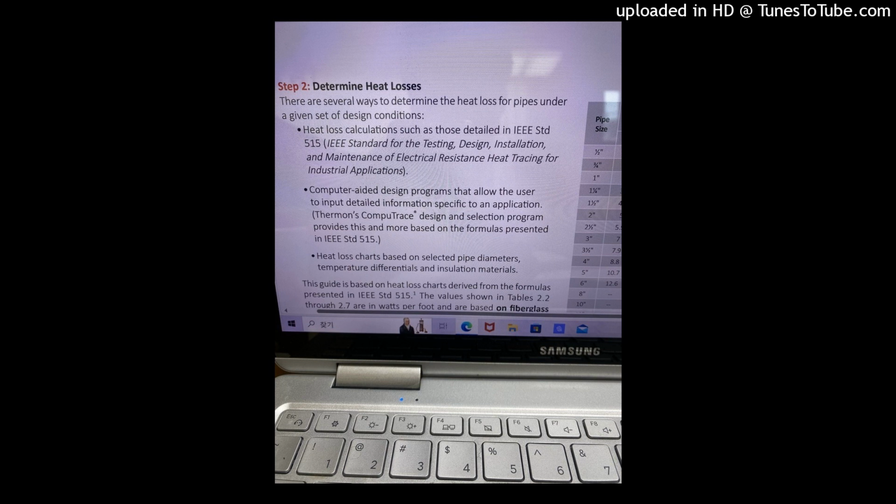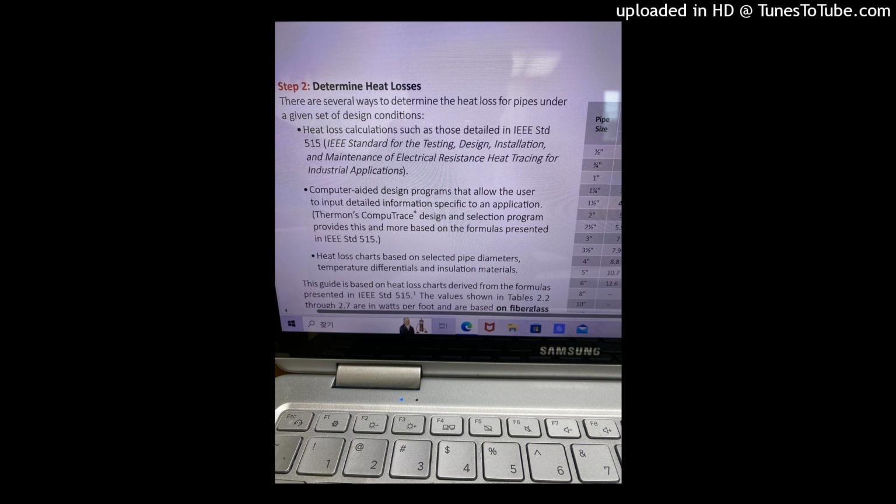Notes. Number 1. Heat loss calculations are based on IEEE STD 515, equation B.1 with the following provisions. Piping insulated with glass fiber in accordance with ASTM STD C547. Pipes located outdoors in a 0 Fahrenheit ambient with a 25 mph wind. A 20% safety factor has been included.